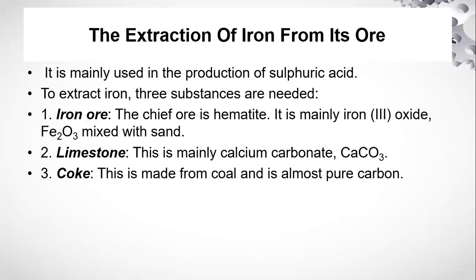This pyrite is mainly used in the production of sulfuric acid. To extract iron, you have to note that three substances are needed. The first one is the iron ore. The chief ore is mainly hematite, iron(III) oxide mixed with sand. The second is limestone, which is mainly calcium carbonate, and lastly coke, which is made from coal and is almost pure carbon.